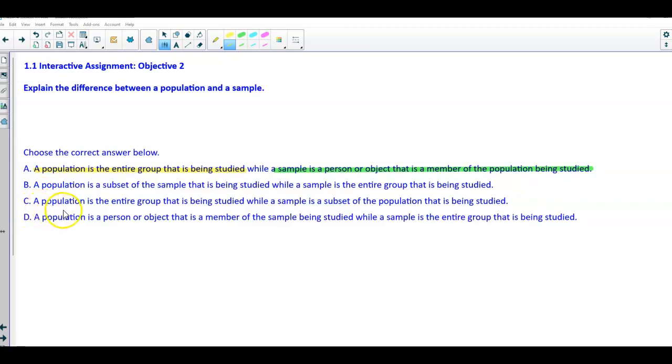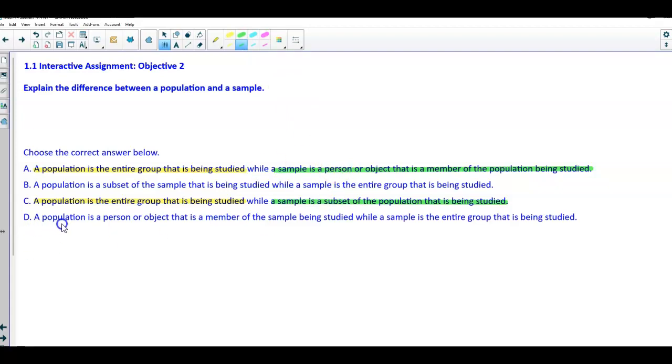In part C, it says a population is the entire group that is being studied. So we can see that that is very similar to part A. Actually, it's the exact same. And then if we look at the second part, it says that a sample is a subset of the population that is being studied. So we can see it's slightly different than part A.